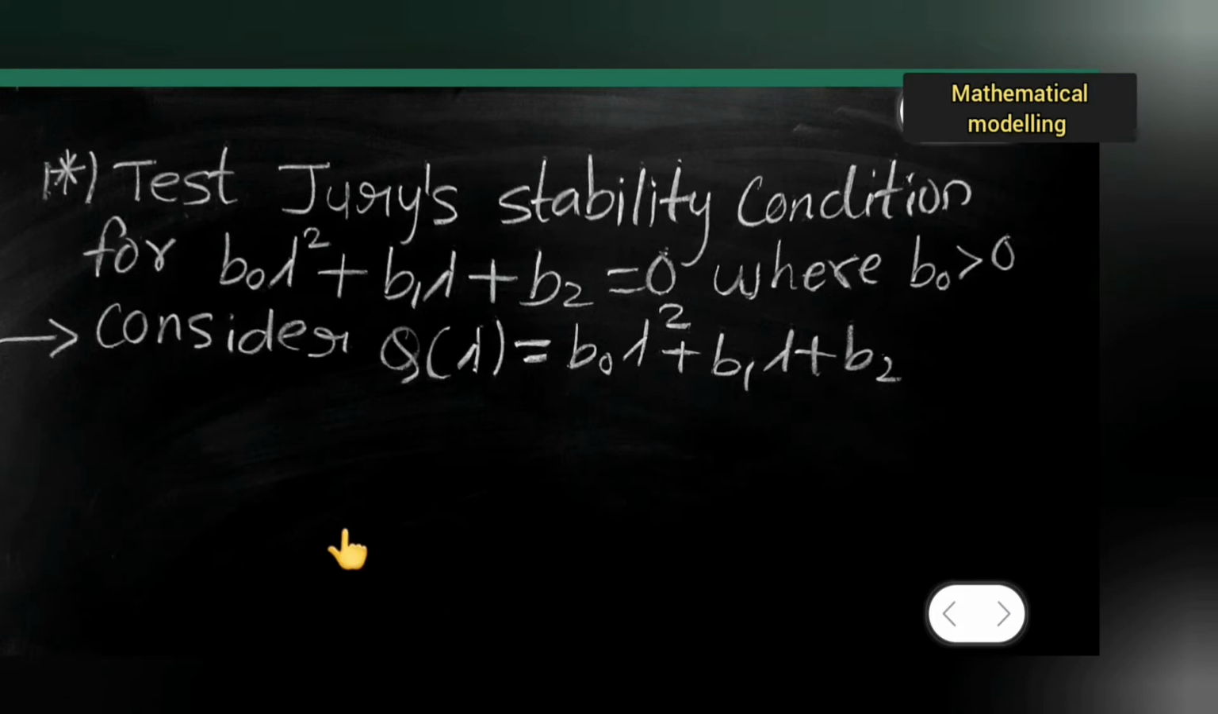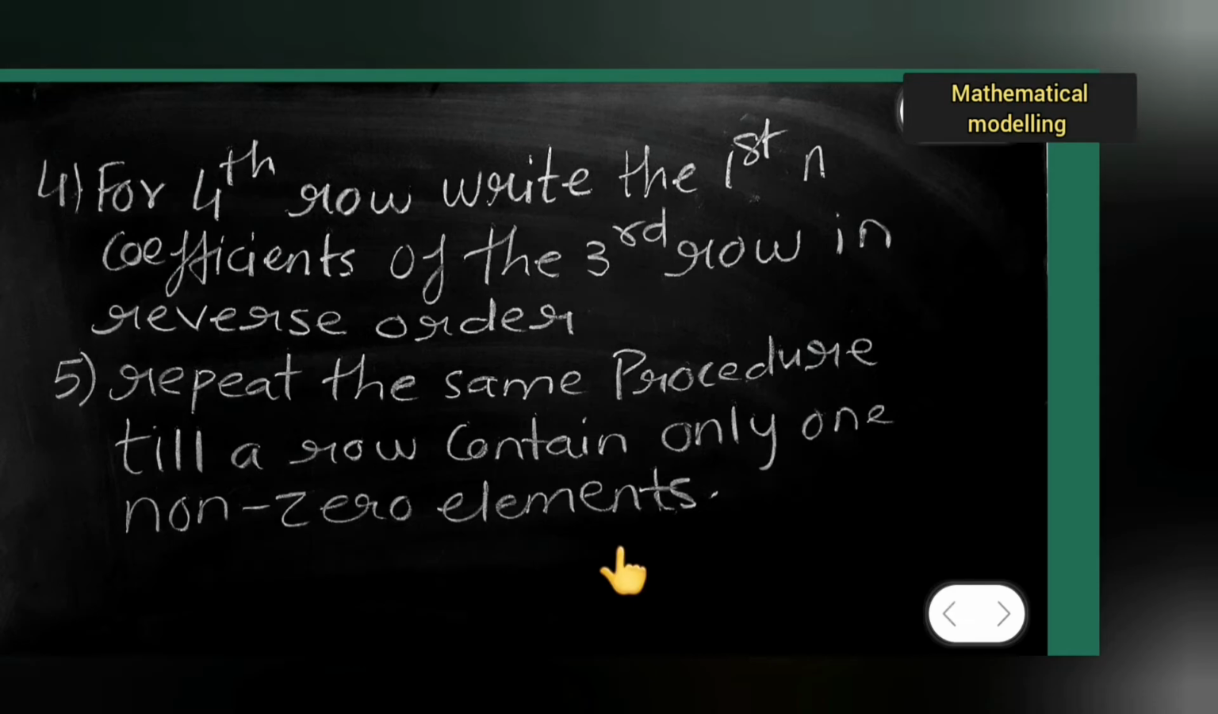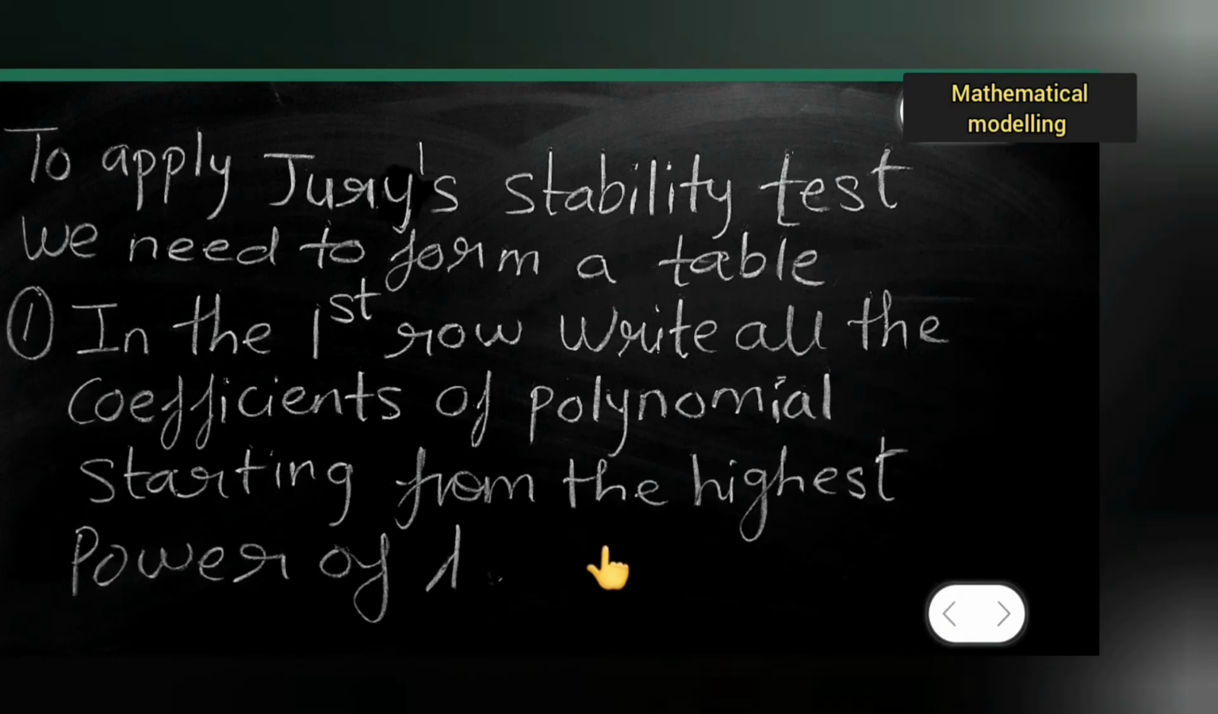Okay, so let us look at this problem: test the Jury stability condition for b naught lambda square plus b1 lambda plus b2 is equal to 0, where b naught is greater than 0. Now consider q of lambda is equal to b naught into lambda square plus b1 lambda plus b2. Okay, let us see the first step. To apply the Jury stability test, we need to form a table. First, in the first row, write all the coefficients of the polynomial starting from the highest power of lambda.